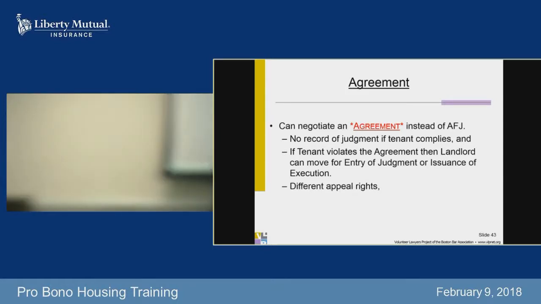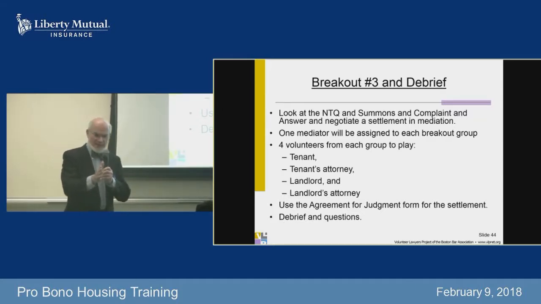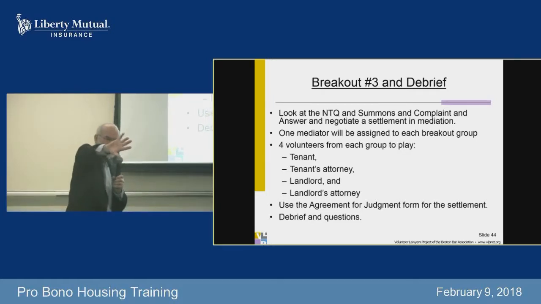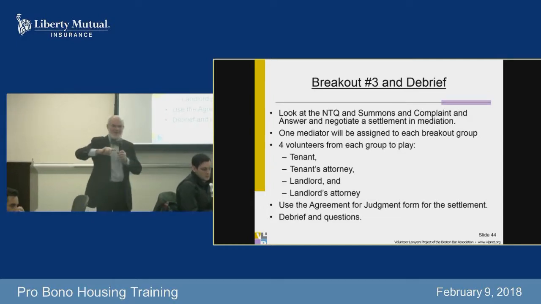So we're going to now break up and actually try doing some mediation. So we're dividing the room with the tenants over here, landlords over here, and table in the back. You guys are landlords. Did I get it backwards? Okay.